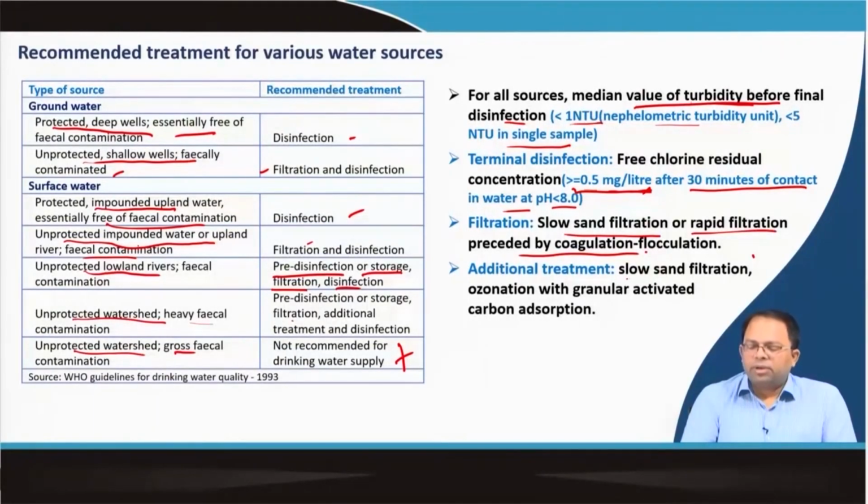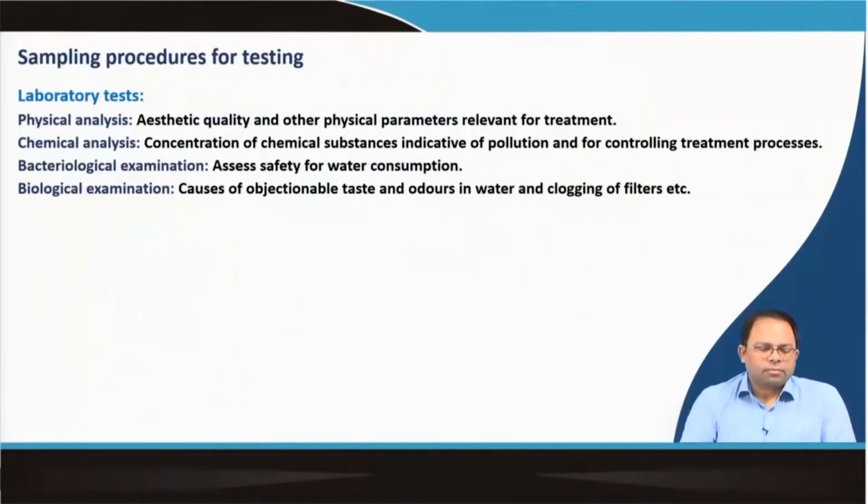And we can also go for additional treatment, which is slow sand filtration, ozonation, then using activated carbon for absorption of certain gases and so on. So this could also be taken up as additional treatment. So these are the different kinds of treatments that we can suggest for different water sources. Now finally we come to sampling procedures for testing.